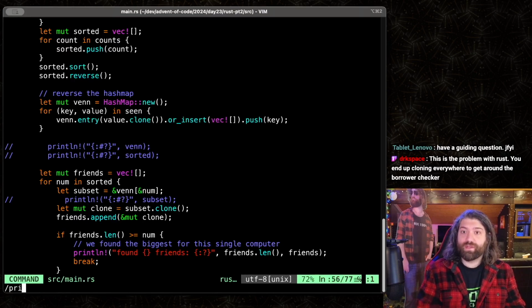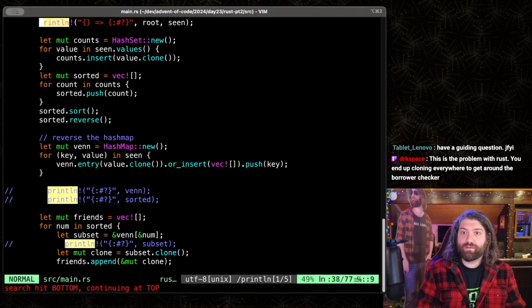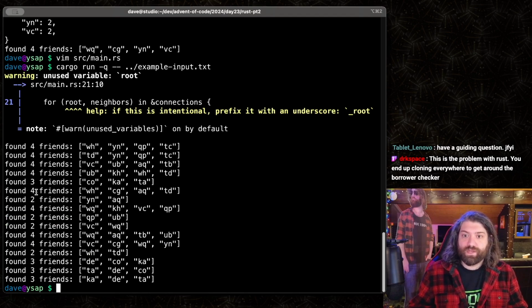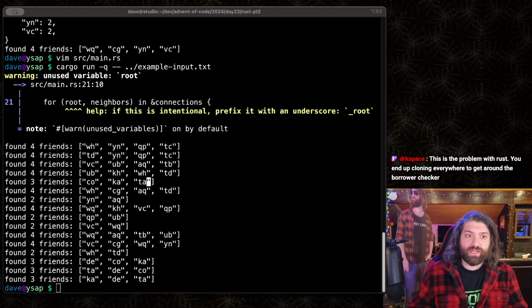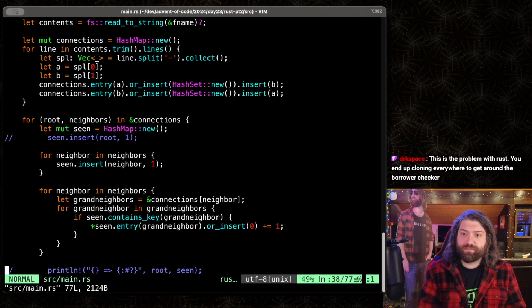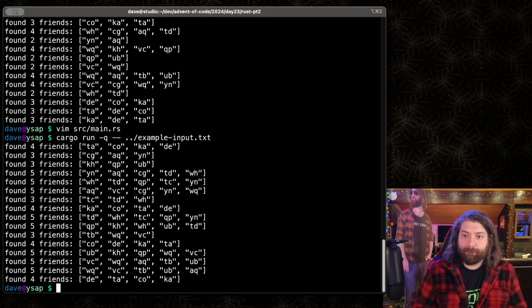We have one more place where we're print lining. Okay, so this had 4 friends, this had 4 friends. Well, we know those are the answers, so we're not quite getting the right answer. Something's not quite right with the way I'm doing this.